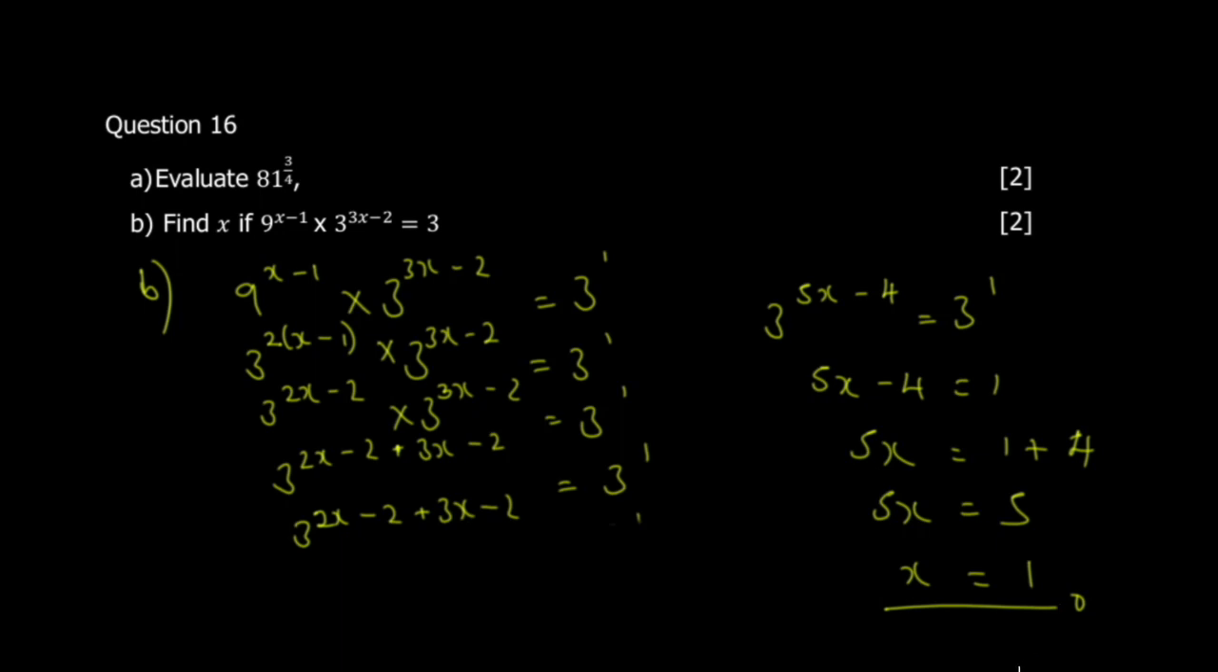Some of this stuff you can actually prove yourself. For example, if you put 1 here, you'd get 9 to the power 1 minus 1, which is basically 9 to the power 0. Then here you put 1, so you get 3 to the power 3 minus 2, which is 3 to the power 1. So you get 1 times 3, which is equal to 3, which is equal to the right hand side.